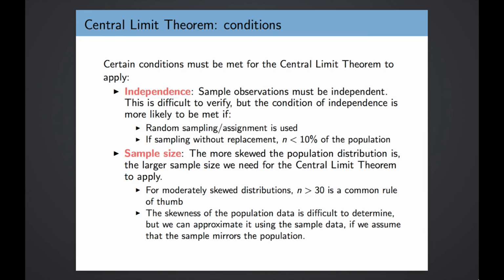We can guess at the skewness of the population distribution by looking at the skewness of our sample, right? We assume that if we've got a good random sample, the sample is going to mirror the population. So we look at the skewness of our sample. If it's extremely skewed, we're going to want to take really big samples. If it's moderately skewed, we want to make sure that we're getting at least 30 observations. So that's been our lecture on sampling distributions and the central limit theorem.